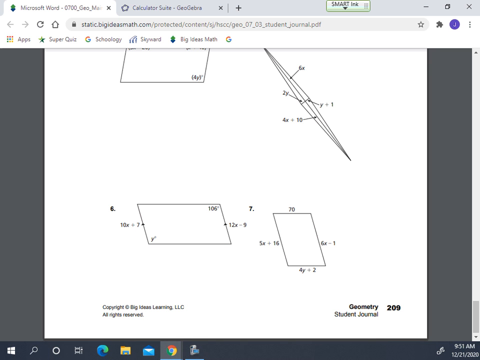Number 6. We know y, right? Because the opposite angles have to be congruent. We know that y is equal to 106. Hey, we got one down. What do we know about these opposite sides? They have to be congruent, right? So 10x plus 7, that's my one side, has to be equal to 12x minus 9. That's my other side. Okay, manipulate this. I get 16 is equal to 8x. Divide by 8, I get 2 is equal to x.